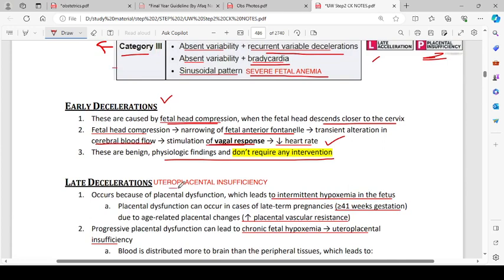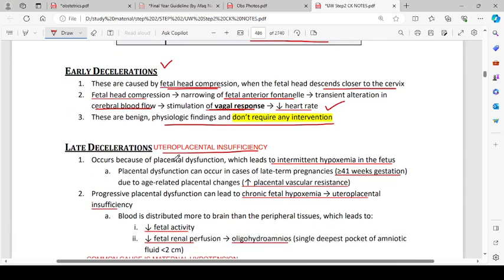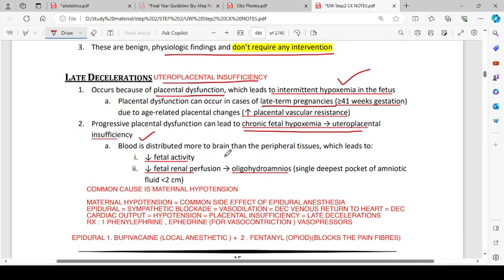Late deceleration, that is uteroplacental insufficiency, occurs because of placental dysfunction, which leads to intermittent hypoxemia in the fetus. Placental dysfunction can occur in late-term pregnancies of more than 41 weeks of gestation due to age-related placental changes and increased placental vascular resistance. Progressive placental dysfunction can lead to chronic fetal hypoxemia with uteroplacental insufficiency. Blood is distributed more to the brain than to the peripheral tissues, which leads to decreased fetal activity and decreased fetal renal perfusion that will lead to oligohydramnios: single deepest pocket of amniotic fluid less than 2 cm.